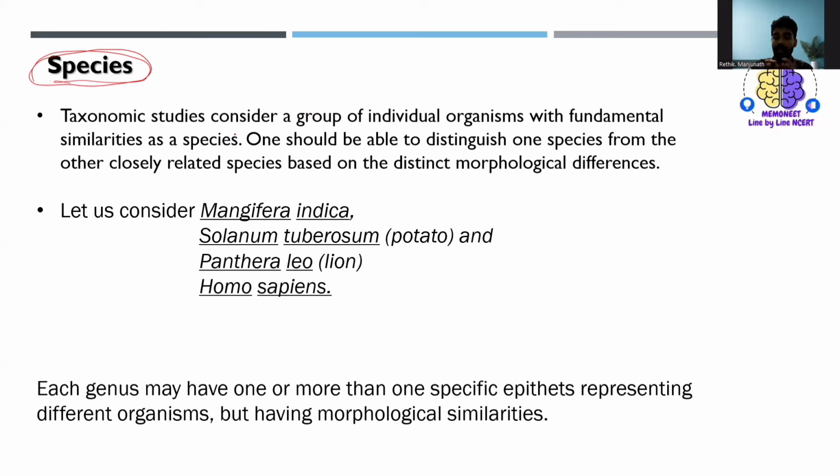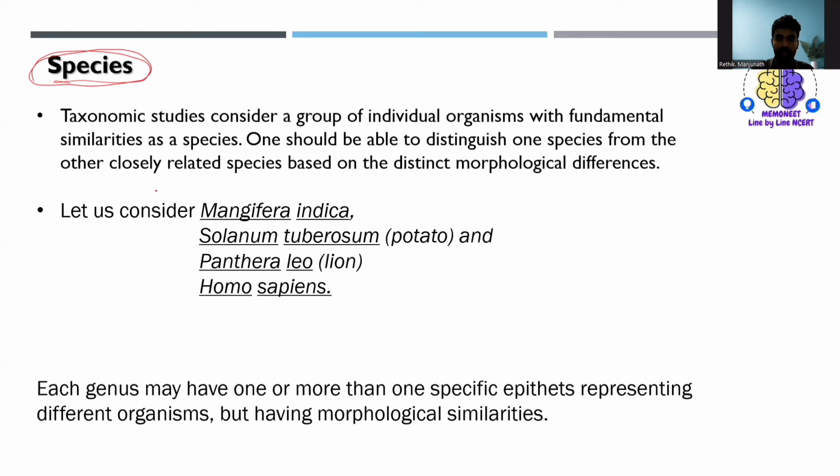For example, in the classroom you have both boys and girls, right? Both boys and girls are students, but what is making them separate individually is their morphological characteristics. You can easily differentiate who is the boy and who is the girl. So this is actually called a species.